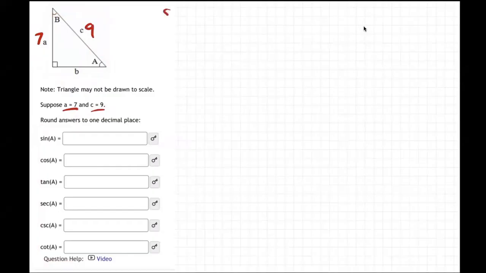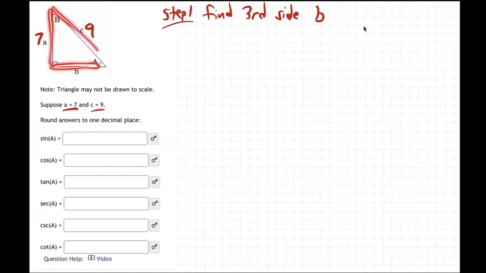So the first thing, step 1, is to find the third side, little b. This side down here. We got the 7 and the 9. Let's find the other side. How are we going to do that?